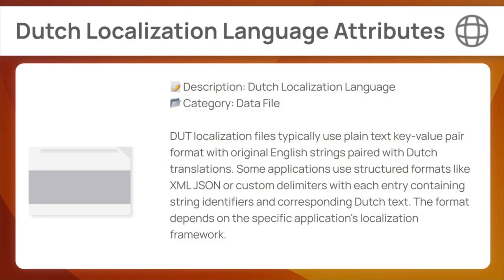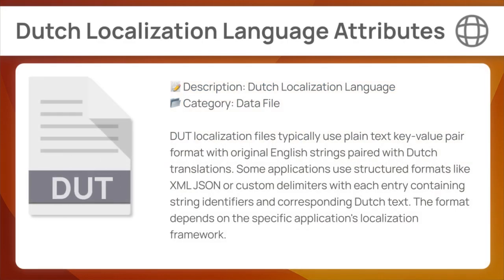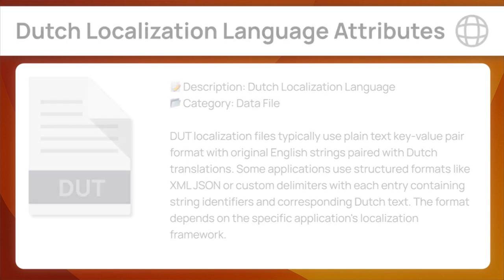DUT localization files typically use a plain text key-value pair format with original English strings paired with Dutch translations. Some applications use structured formats like XML, JSON, or custom delimiters, with each entry containing string identifiers and corresponding Dutch text. The format depends on the specific application's localization framework.